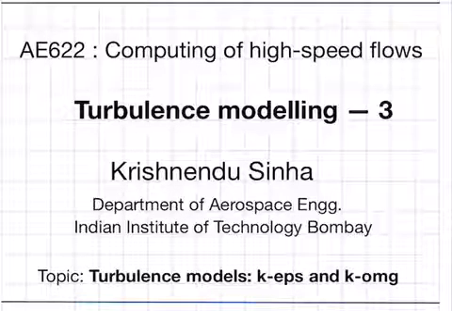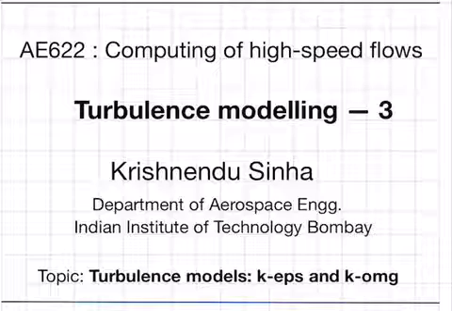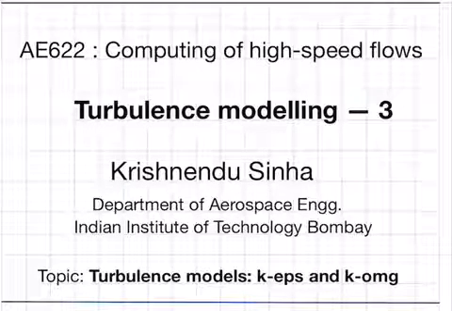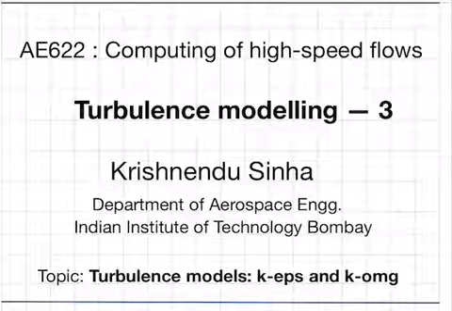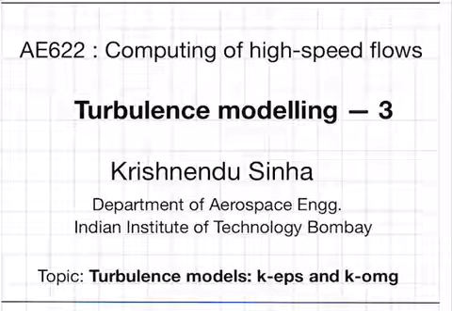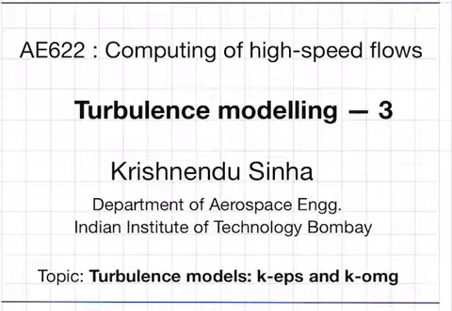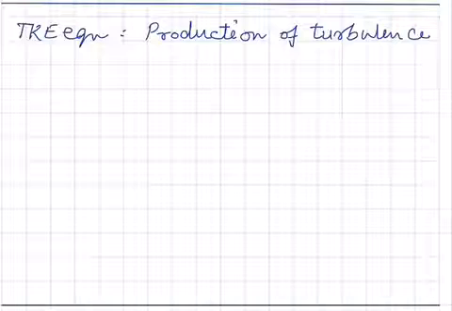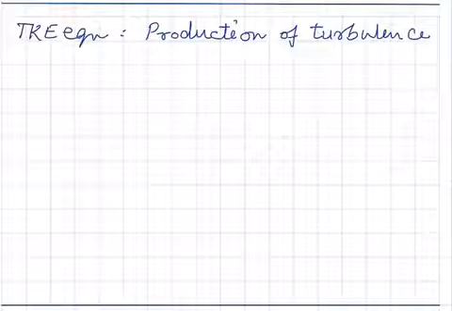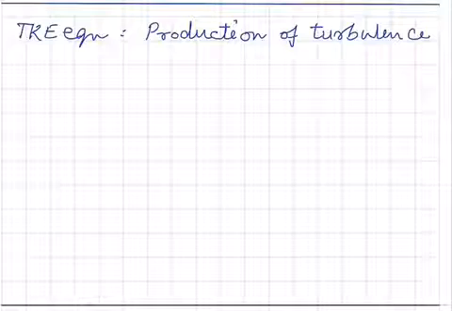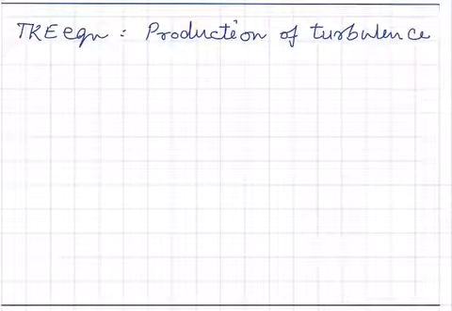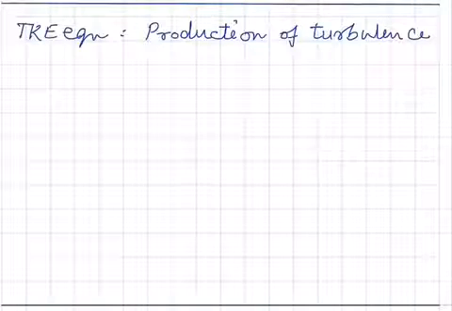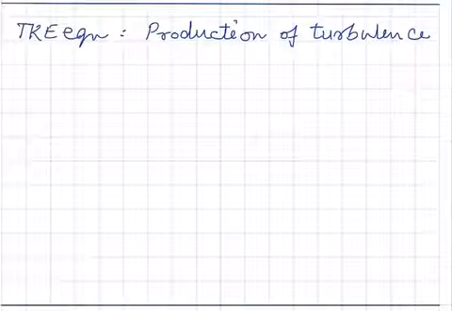This is the third lecture module on the topic of turbulence modeling, where we will present the k-epsilon and k-omega turbulence models. Let us look at the turbulent kinetic energy equation, which forms the heart of these turbulence models. Specifically, we will look at the mechanism of production of turbulence. To remind ourselves, turbulent kinetic energy is defined in terms of velocity fluctuations.